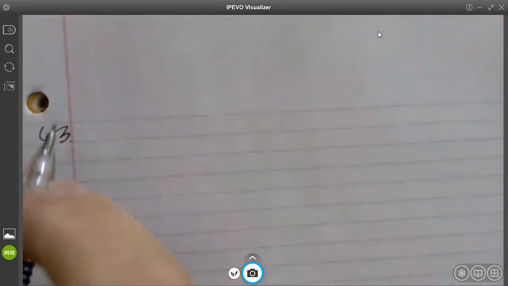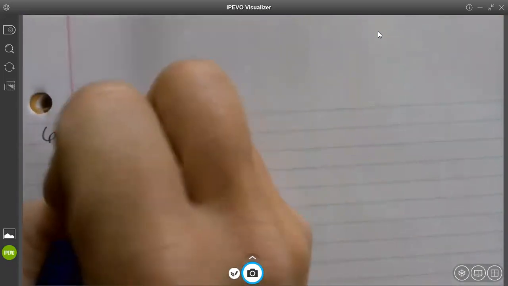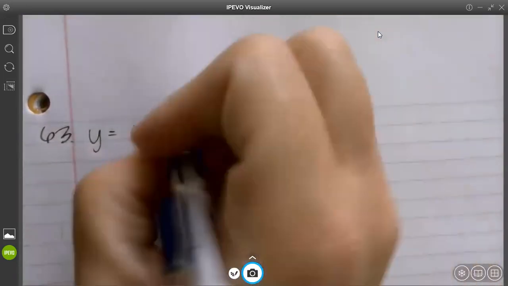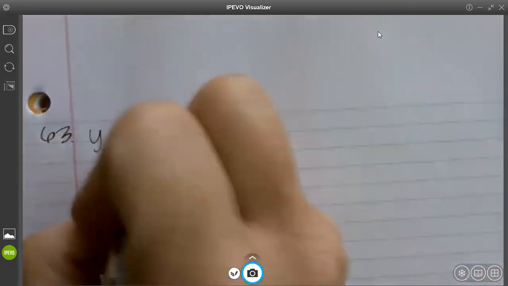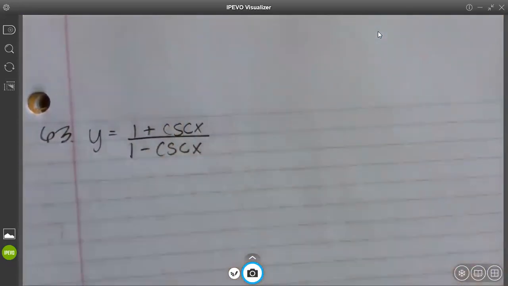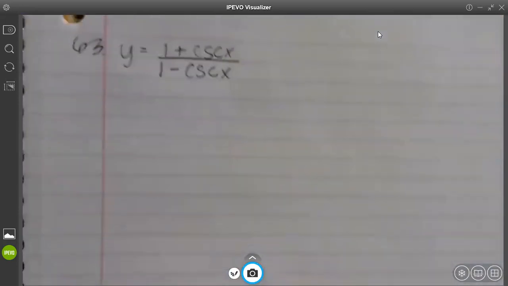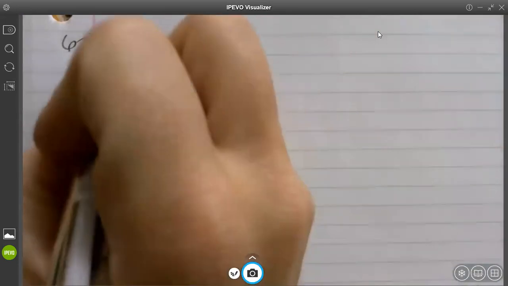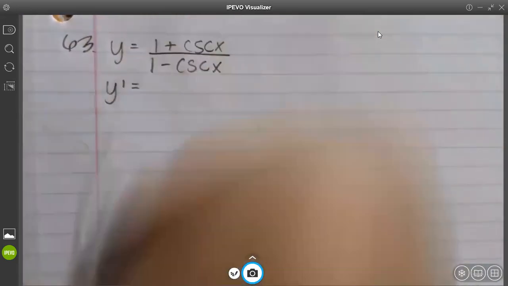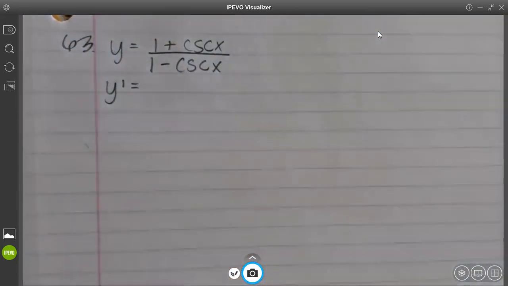All right, 63. Y equals 1 plus cosecant x over 1 minus cosecant x. How do we do this? I mean, I know we're finding the derivative. How? Quotient rule. So we do the derivative of the top.